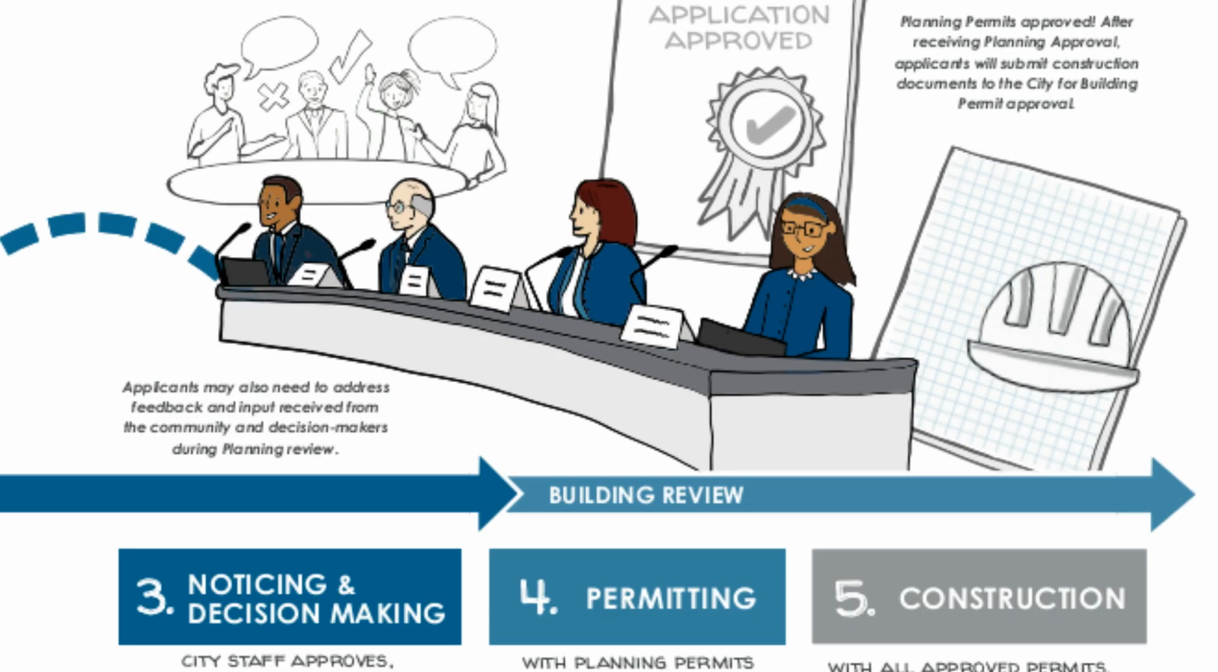Step 2. Plan review and processing. After the application is formally submitted, planning staff and other city department staff will review the submitted materials to make sure all necessary information is included. Within 30 days of submitting a complete application, planning staff must tell you if your application is complete. If it is, the city will review your project for consistency with plans, policies, and codes.